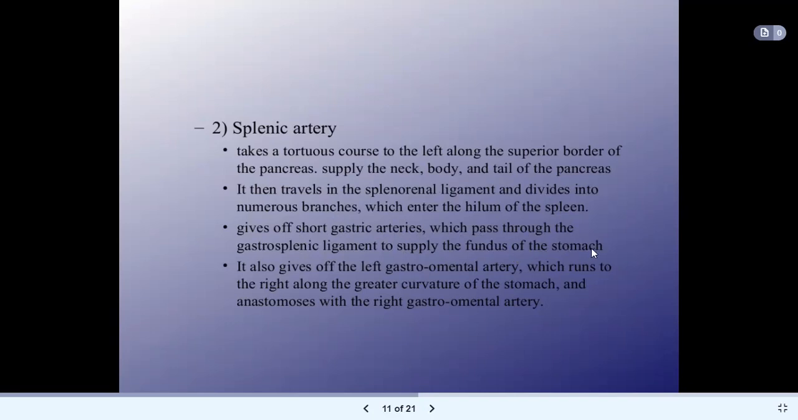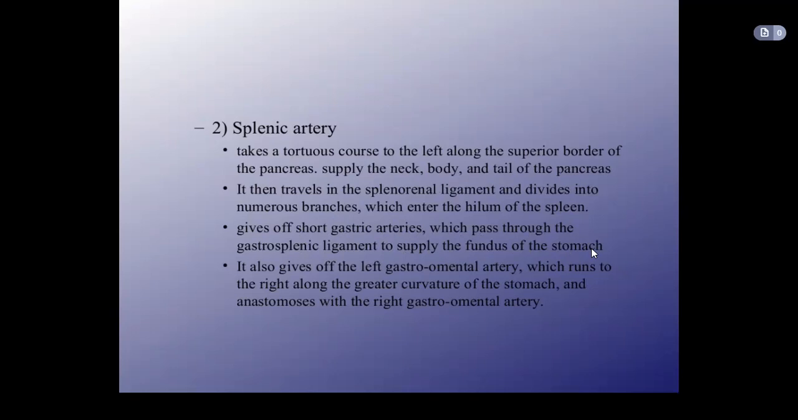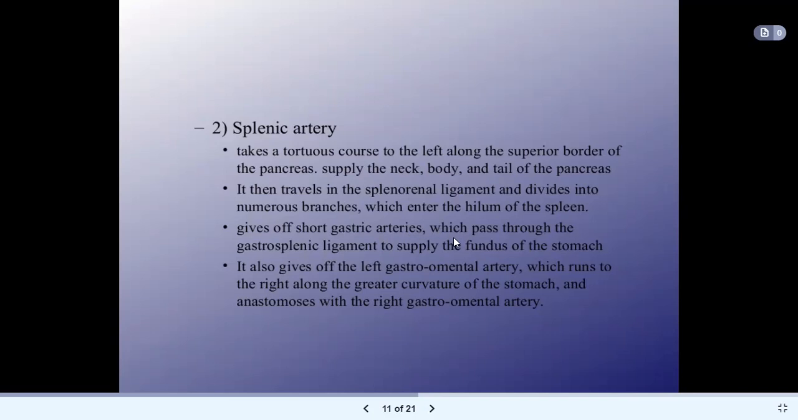If you can remember very well in the diagram, the upper part of the stomach, the fundus, is supplied by the short gastric arteries, but they are coming from the splenic artery. And then it also gives off the left gastro-omental artery, which runs to the right along the greater curvature of the stomach and anastomoses with the right gastro-omental artery. So the greater curvature of the stomach is supplied by the left gastro-omental and the right gastro-omental artery. But the left gastro-omental artery is coming from the splenic artery.